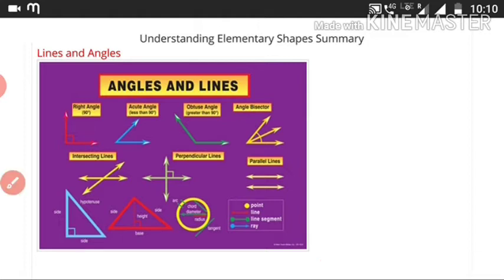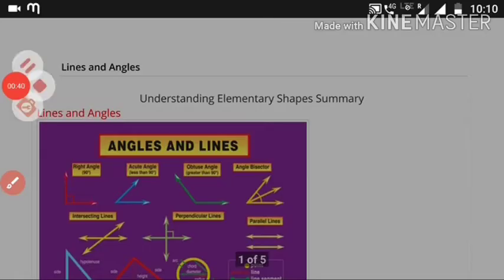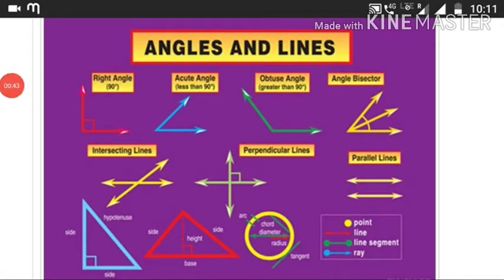So you can see the first one, angles and lines. Okay, so first one you can see this. What is this? Right angle. Right angle means what? 90 degrees. Now acute angle. Acute angle is what? Less than 90 degrees. So the symbol will be in this way, less than 90. This is 90, so if it is less than, it is coming down. So less than 90 is called acute angle. Now obtuse angle. What is obtuse angle? Greater than 90 degrees is called obtuse angle.